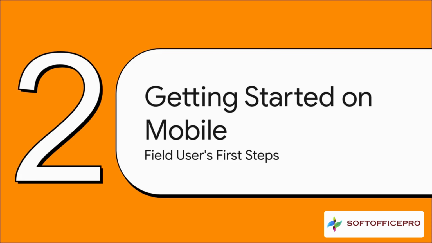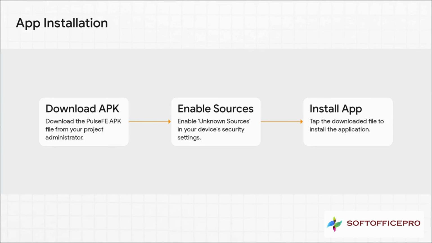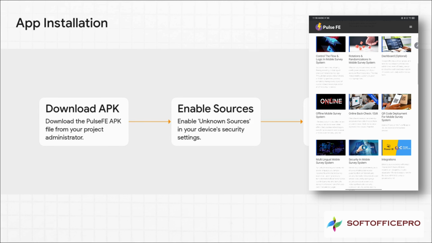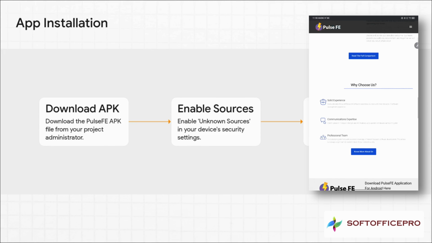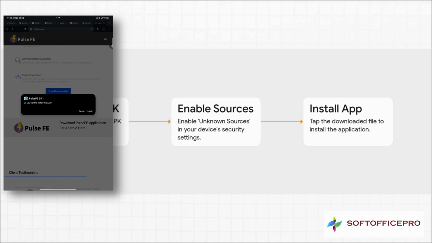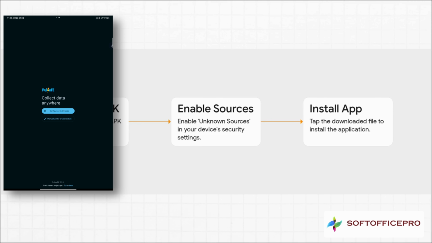All right, let's get practical. Now we're going to walk through the first steps for every field user. Getting the PulseFE Collect app on your Android device and firing it up. Okay, so installing it is a super simple three-step deal. Your project admin will give you a file. It's called an APK. Now, because this isn't coming from the regular App Store, you just have to do one quick thing. Hop into your phone's settings and flip the switch to allow installations from unknown sources. Once that's done, just tap the file and it'll install.